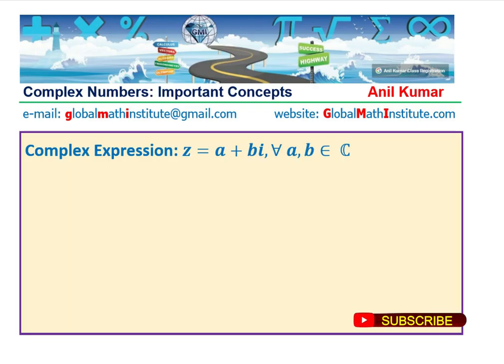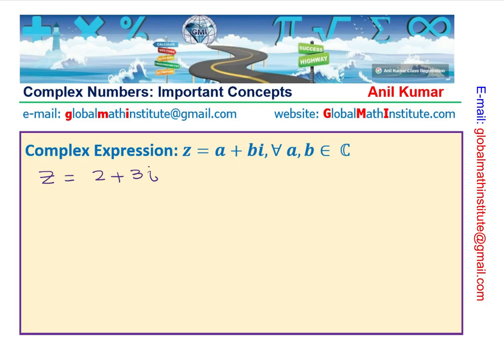Now let us see how these complex numbers are represented and how we can write them. Normally, a complex number is written with z equals to, let's say, 2 plus 3i, where 2 is the real part and 3i is the imaginary part.